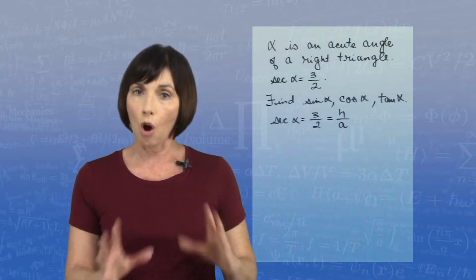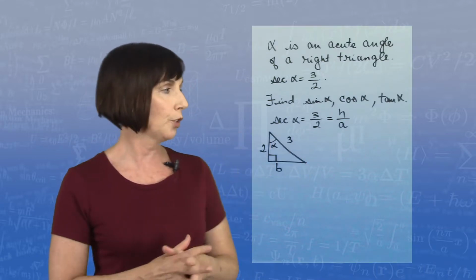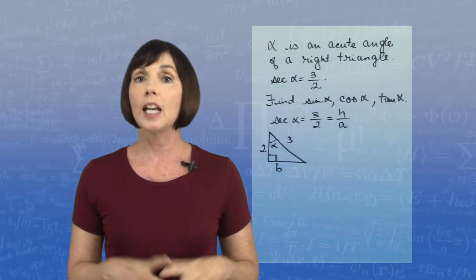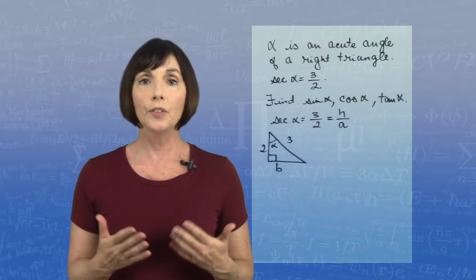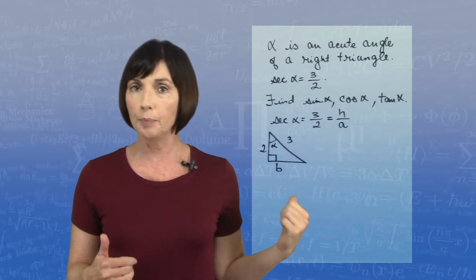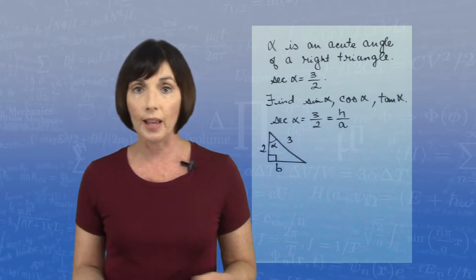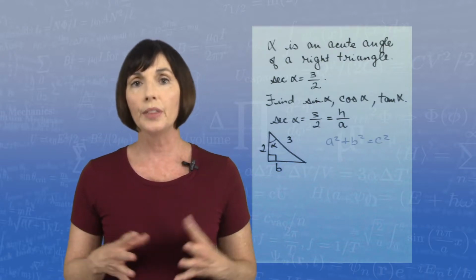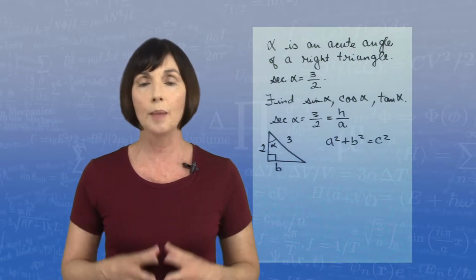So let's draw a right triangle so we can see this. So here we have our right triangle, and the side adjacent to alpha is 2, and the hypotenuse is 3. So we need to find the missing side, that side b. We don't know that length yet, so we need to find that, and we can do that using the Pythagorean theorem. The Pythagorean theorem says that a squared plus b squared equals c squared, where c is the hypotenuse.